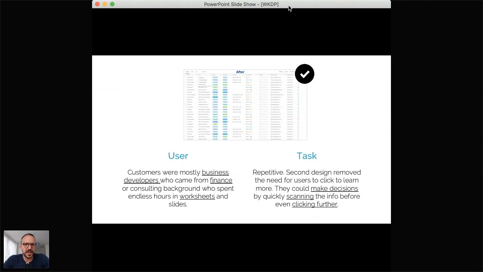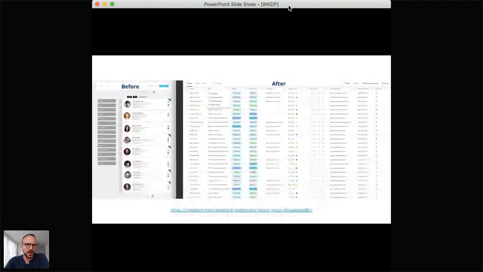This is very understandable. So understanding the users was one, but then also understanding the task that she was designing for, right? This was actually not something that they would do once a week or once a day. This was actually a very repetitive task. And the second design, this one that you see here, removed the need for users to click to learn more, right? Because as you saw in the example before, those beautiful cards, very simple, very elegant, were great, but you always had to click to know more information, at least one click away. While in this, you could actually oversee the whole thing.